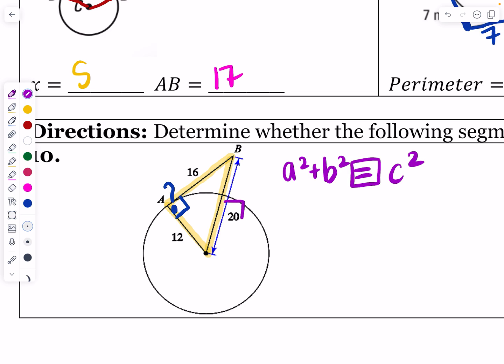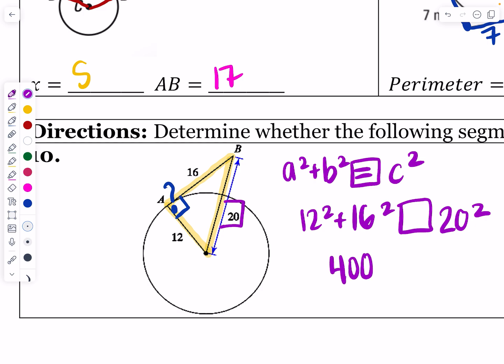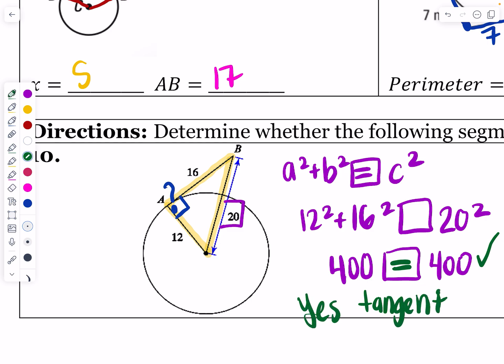The hypotenuse is the 20. So you're going to see if 12 squared plus 16 squared, if that is equal to or not equal to 20 squared. So when you do that, I believe you get 400. And then 20 squared is also 400, so that is in fact equal. And so since that is equal, that means that this is going to be a tangent line. To determine whether it's tangent, we would say yes, it is tangent. That is a right angle.